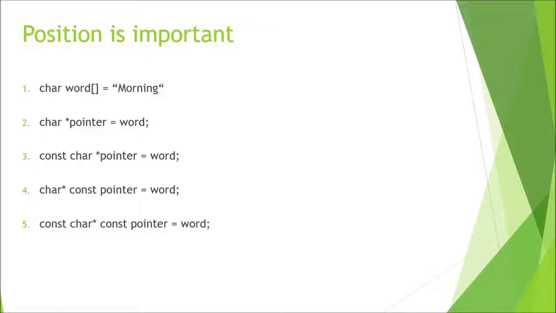In the following examples, the first one is non-const pointer and non-const data. The second one is non-const pointer and non-const data. The third one is non-const pointer and const data. The fourth one is constant pointer and non-constant data. The last one is constant pointer and constant data. I suppose now you all got them correctly.